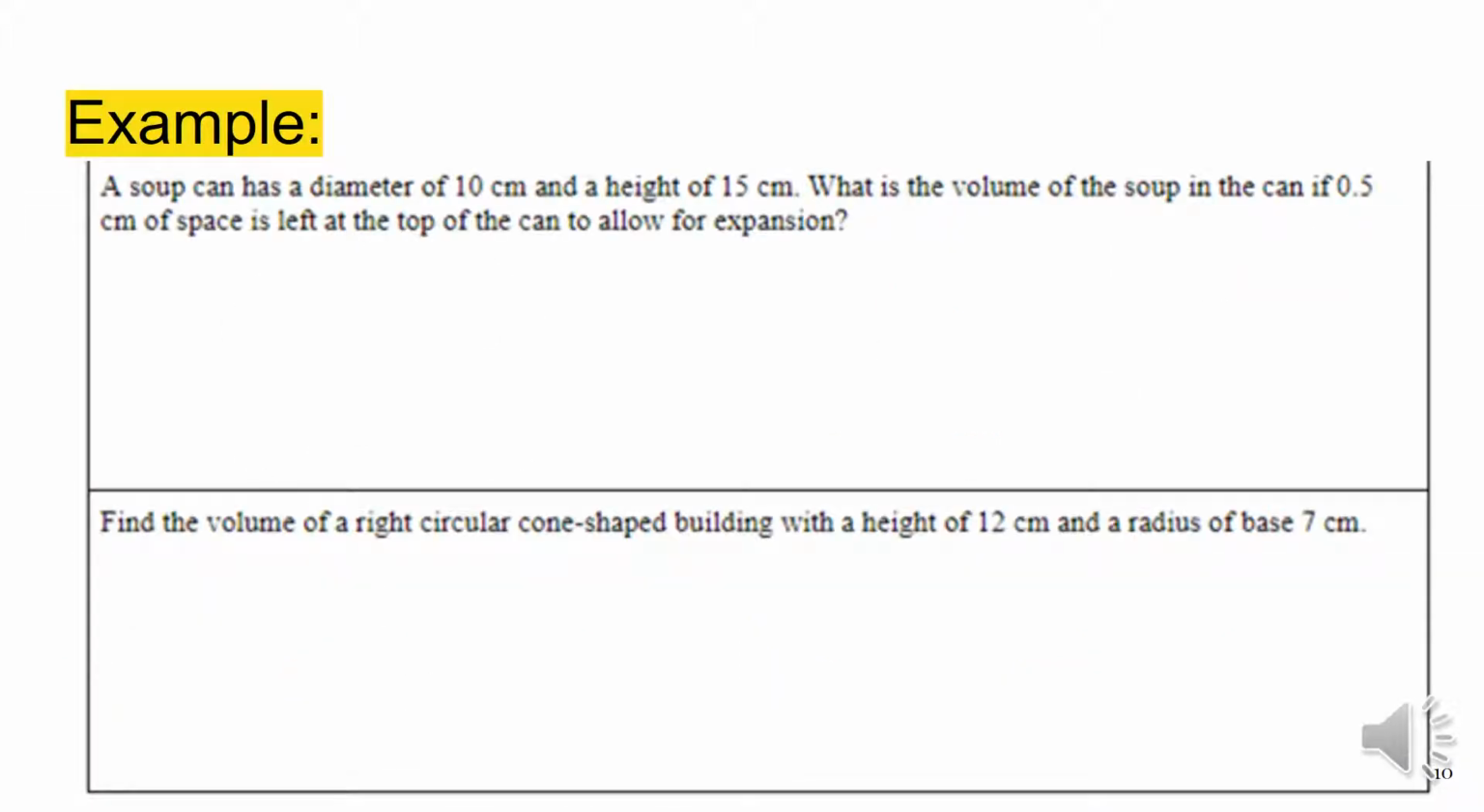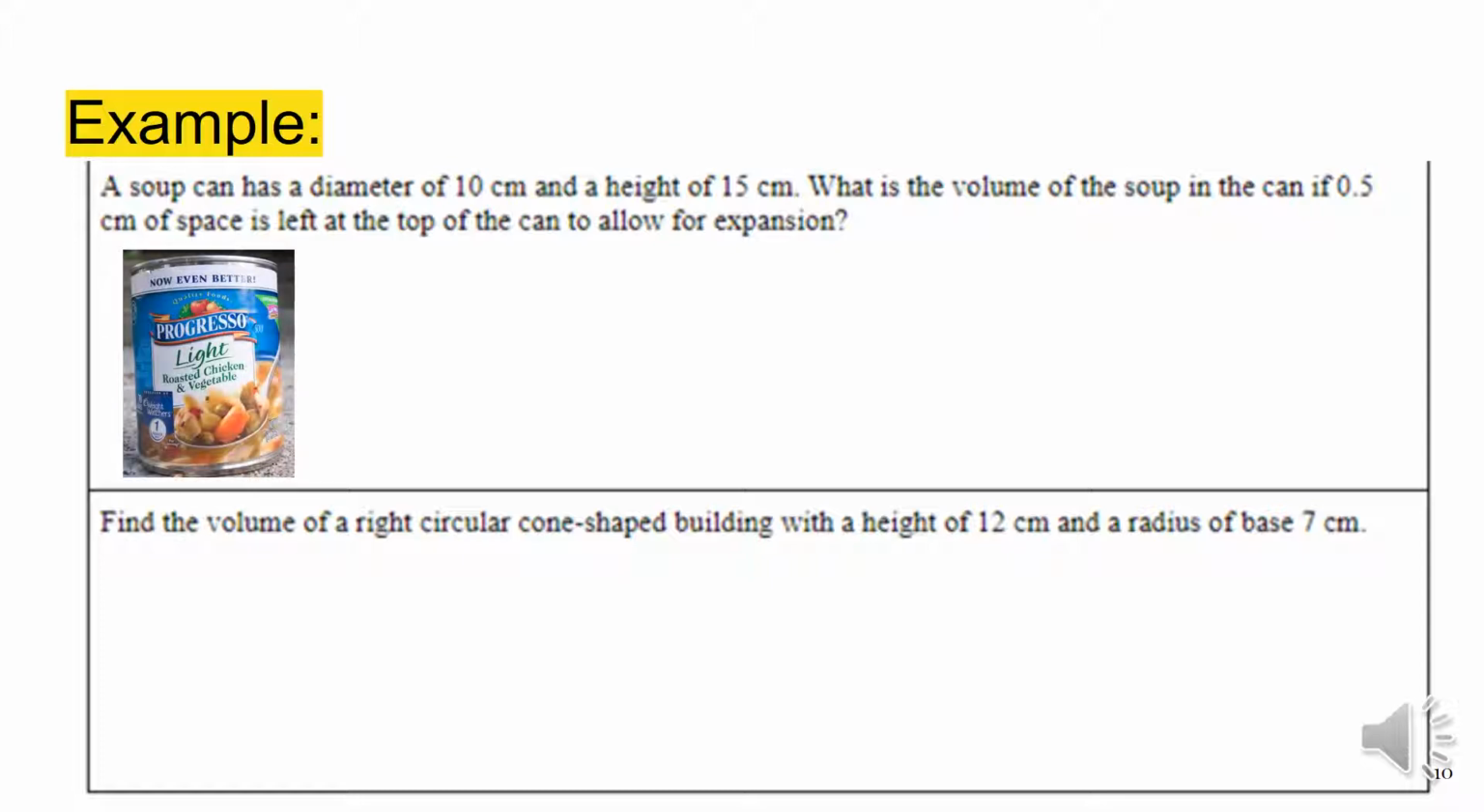So let's do a couple of examples. The first one. We are given that a soup can has a diameter of 10 and a height of 15. And we need to find the volume of the soup in the can. If there's a little bit of space at the top, that's just air. Okay, so the first question is, what shape is a soup can?